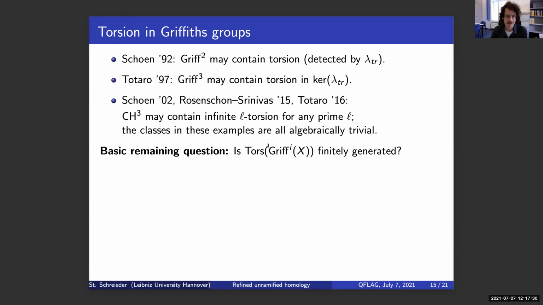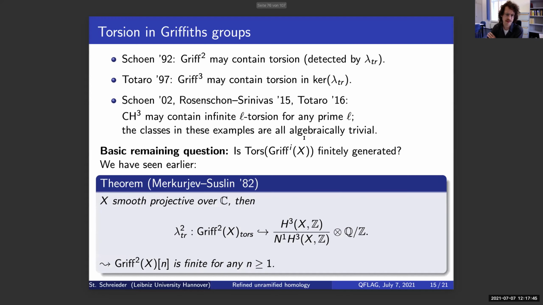So it remained a basic open question whether Griffiths groups have finite torsion, or whether the torsion subgroup is finitely generated or not. And I've explained earlier a result in a positive direction. This was the Merkurjev-Suslin theorem. And now I want to formulate it slightly differently. The Merkurjev-Suslin theorem says that this transcendental Abel-Jacobi map, which starts at the torsion classes of the Griffiths groups and maps to H3, where you quotient out a certain piece of the Coniveau filtration and tensor it with Q mod Z, is injective. And since this is injective, and these groups are finitely generated, what we get is that the torsion of Griff 2 is always finite.